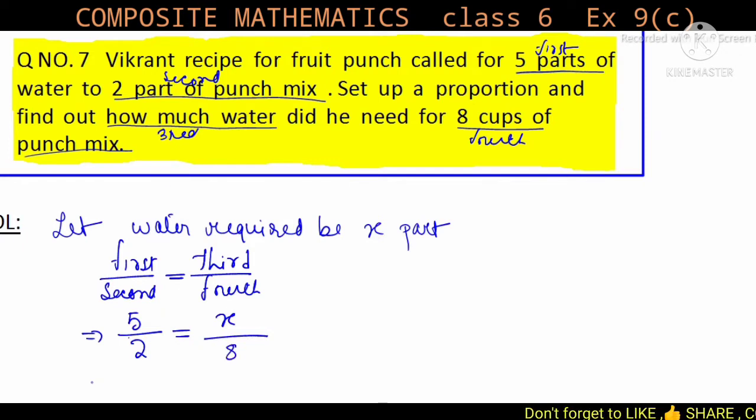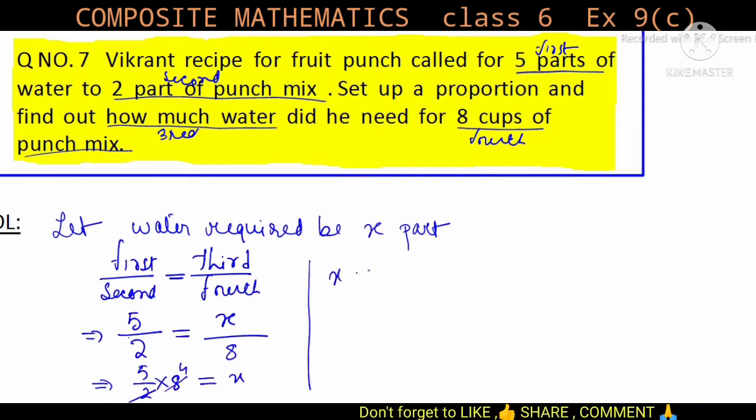Now we will transpose this one. So it is 5 by 2 into 8 is equal to x. Since 8 is divided, it will be multiplied on the other side. So we can cancel out with 2, 2 fours are 8. So the value of x will be 5 fours are 20 parts. Okay, so it is 20 parts.